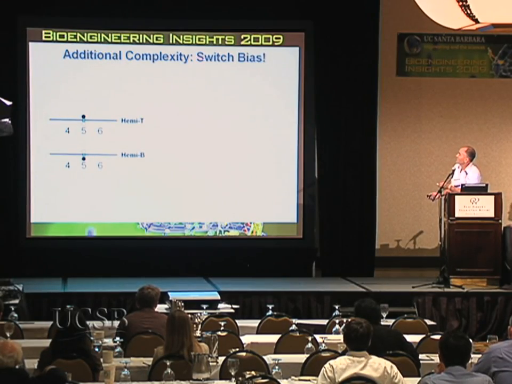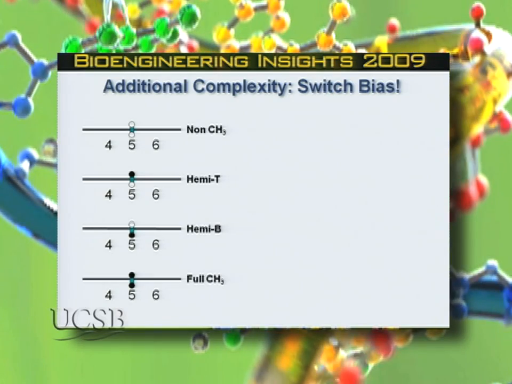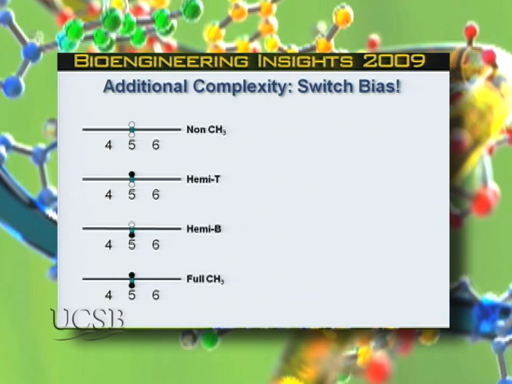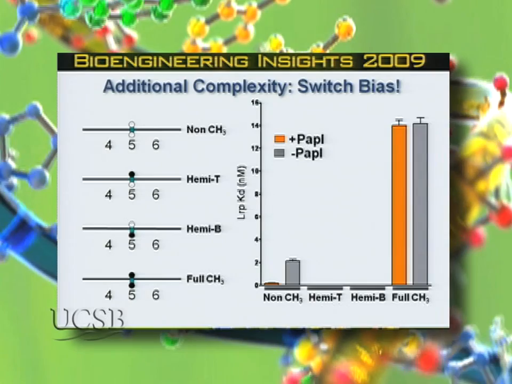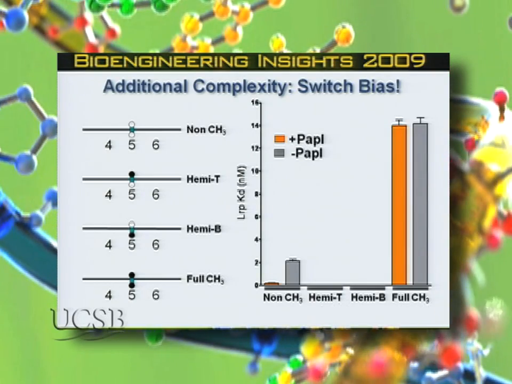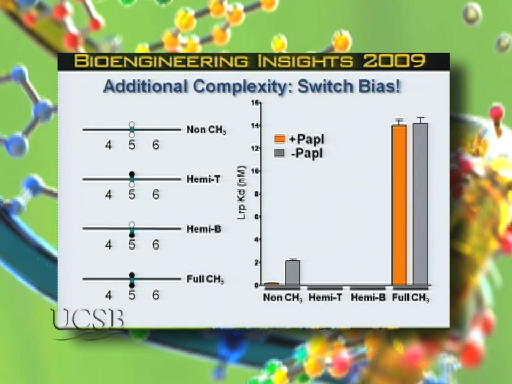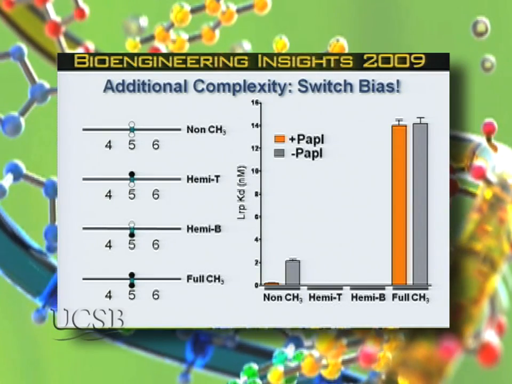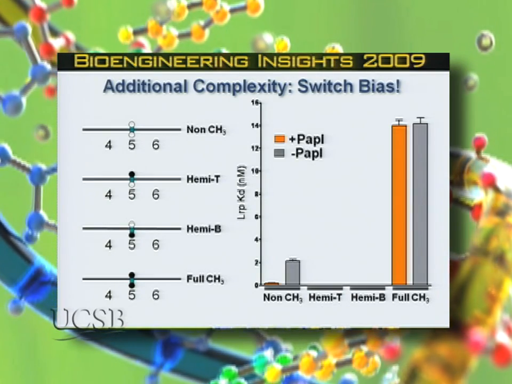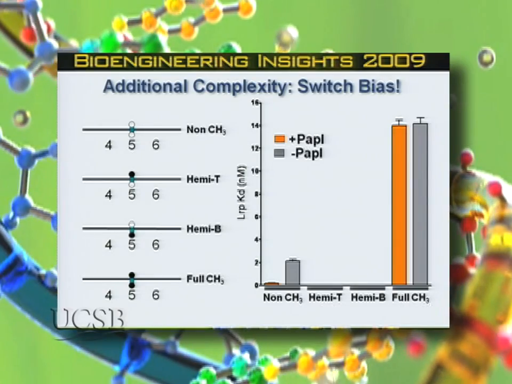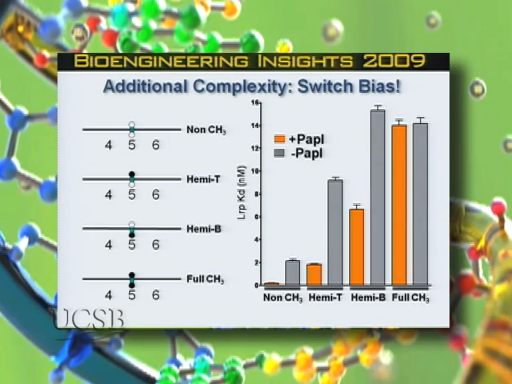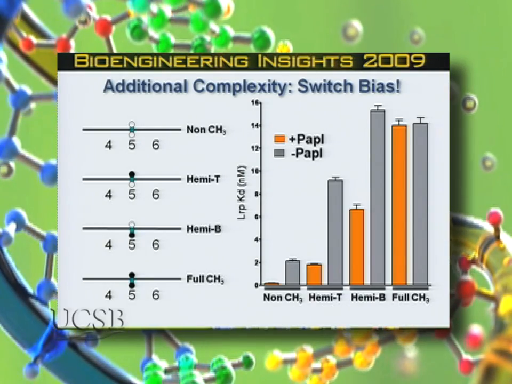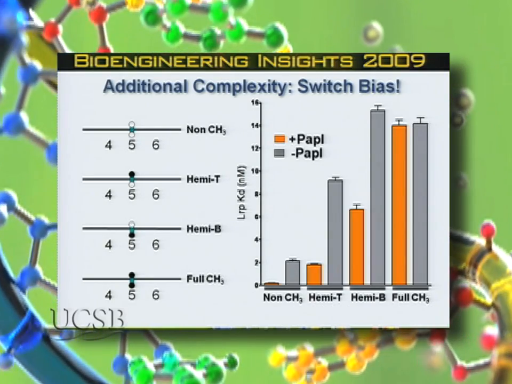And I mentioned switch bias, and we've got the Hemi-T and the Hemi-B states. And if you look at the affinity of PAP-I and LRP for fully methylated, this is KD. So the higher the KD, the worse the affinity. I told you that methylation of a GATC site really prevents the binding of LRP. Non-methylated site is much higher. What about the Hemi sites? Hemi-T with PAP-I is a much higher affinity than Hemi-B.